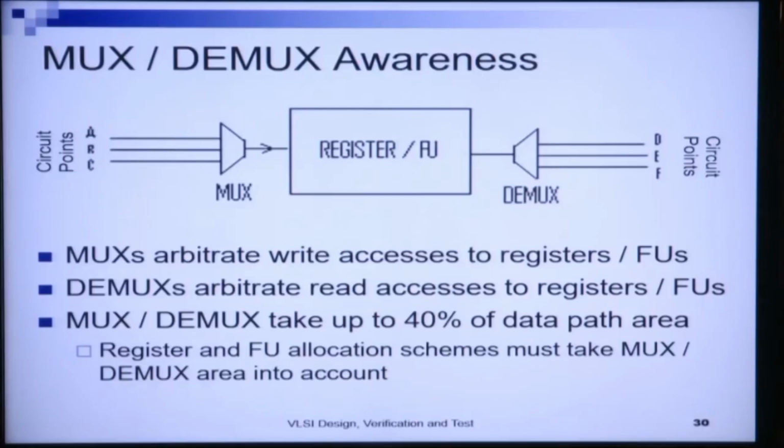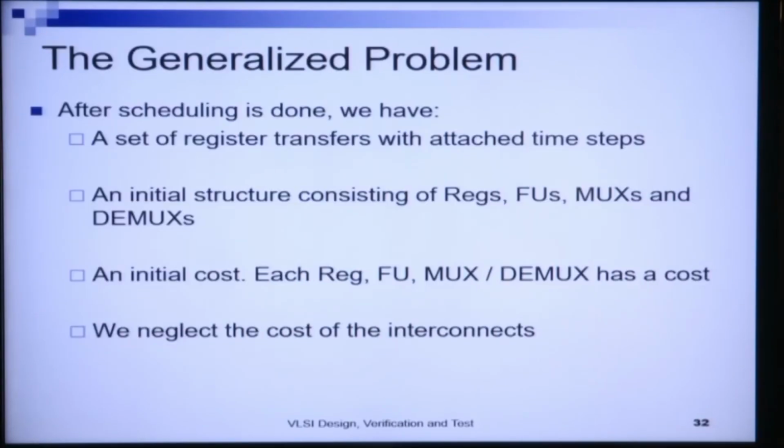For example, here we have three circuit components, A, B, C, which float their output to the registers and muxes. And the outputs of these registers and muxes again go to circuit components D, E, F. Right? And the demuxes arbitrate read accesses to registers or functional units, and mux and demux take up to 40% of the data path, and hence their allocation problems cannot be ignored. With this, we come to the generalized problem.